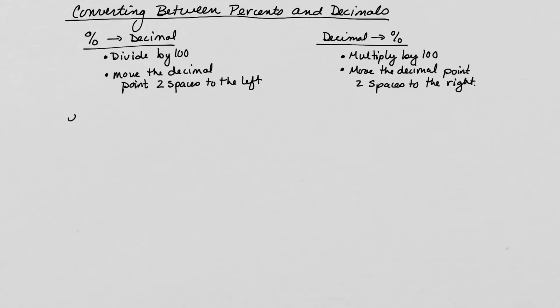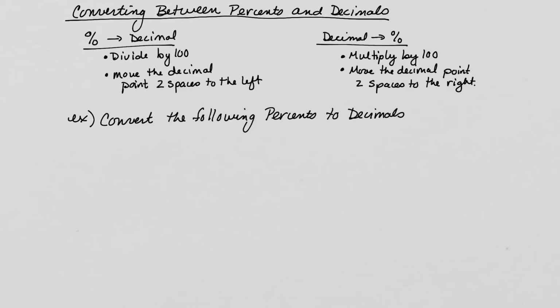So let's look at some examples. First, let's do some examples to convert the following percents to decimals. The first one here, 480%. So here's the decimal point. We're trying to go to a decimal, so we want to go 1, 2 to the left. So this is going to be 4.80.